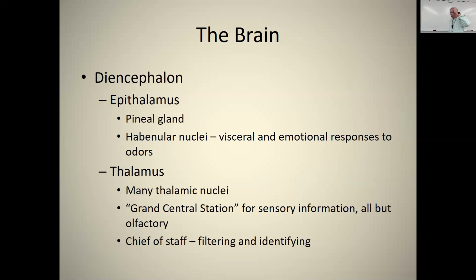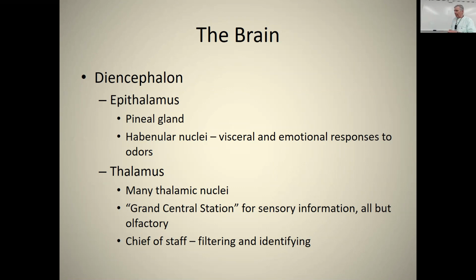Okay, let's move into the diencephalon. So we're going from the cerebellum to the diencephalon. As it says in the lab papers, if it says thalamus in the word, it means that's all in the diencephalon. The epithalamus is the pineal gland, which, remember, has a role, melatonin has a role in how you feel over the course of the day, whether you're a night person or a morning person. The habenular nucleus handles visceral and emotional responses to odors.